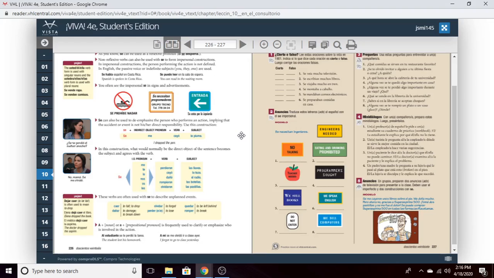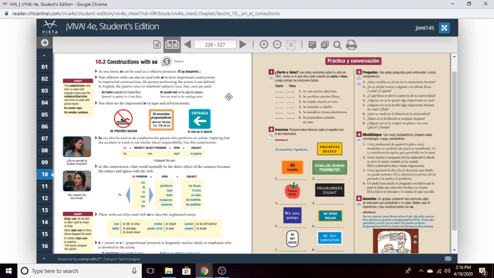Constructions with se. So we've seen se in the context of reflexive verbs. It's also used in other ways in Spanish, non-reflexively. And one of the ways it's used is called the impersonal se. And it's just a way to say what people do, what one does, what you do. In English, we'll say they or you, but I don't really mean you.